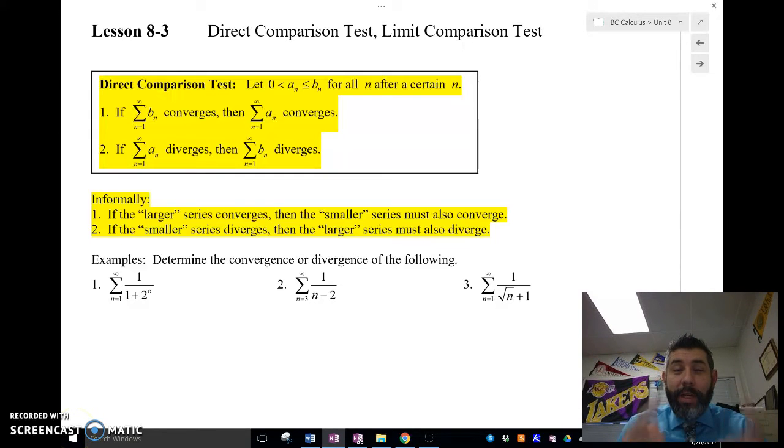All right, guys, Mr. Mice is back here with you, and this time we're talking about the direct comparison test, and I'll do another video on the limit comparison test, so I'll split these up into two videos here. First, I'd like to talk to you about the direct comparison test.